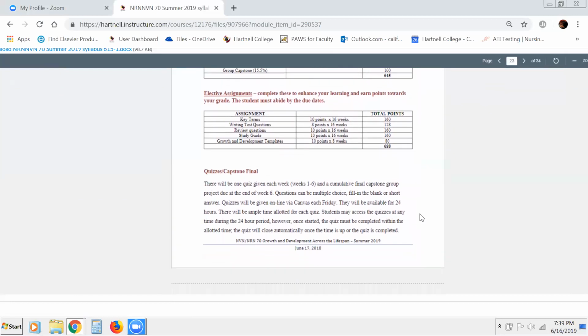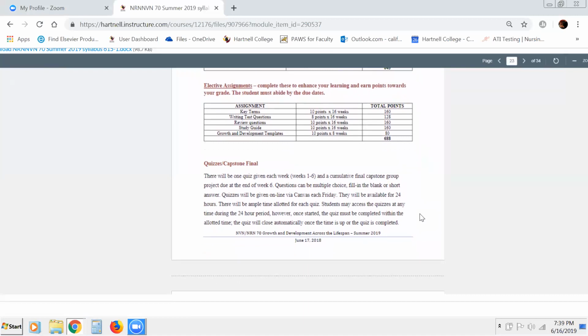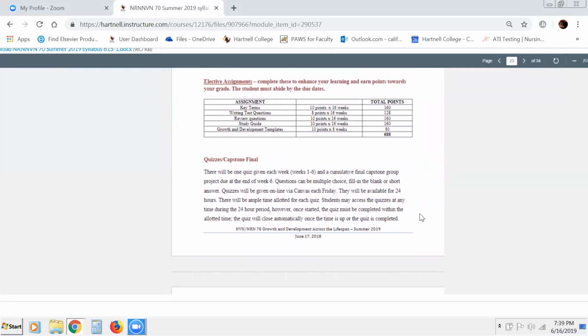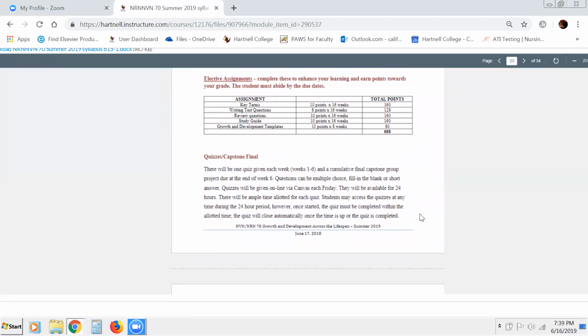There's 1 quiz each week, and then there's the final capstone group project. The questions can be multiple choice, fill in the blank, short answers, and there are some matching, I believe. The quizzes are given online via Canvas. They open up each Friday evening and are available for 24 hours. There's ample time allotted for each quiz, generally 1 to 2 hours, depending on how many questions. Students can access the quiz at any time during that 24-hour period.